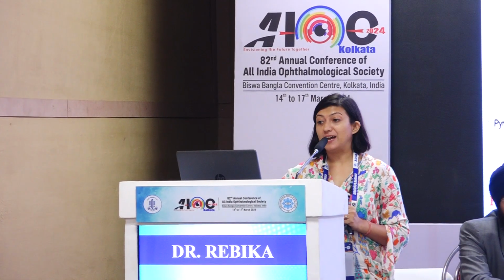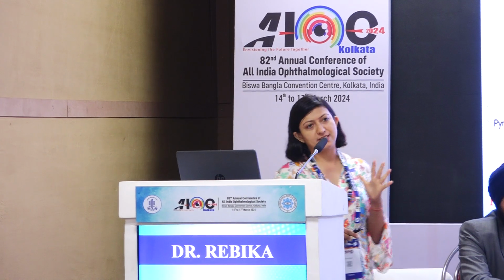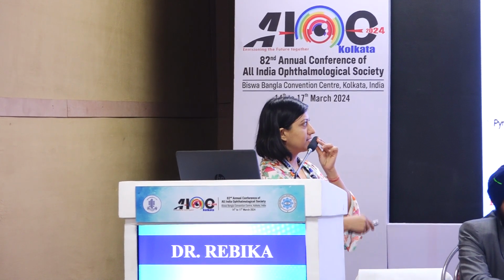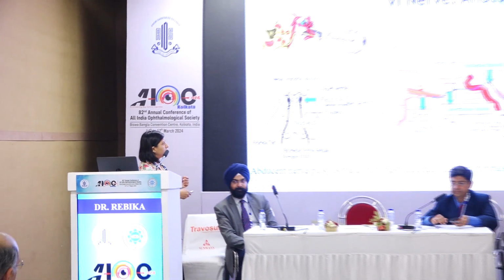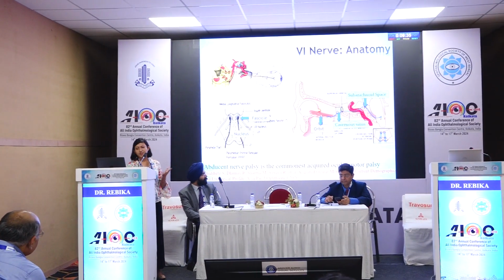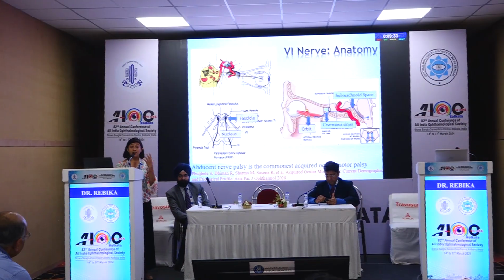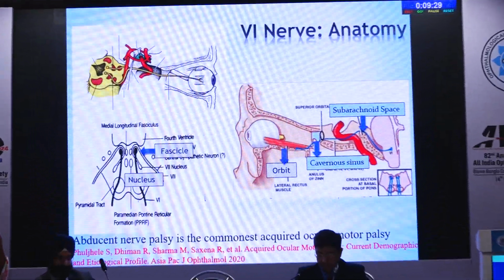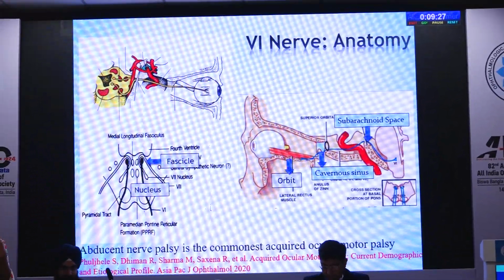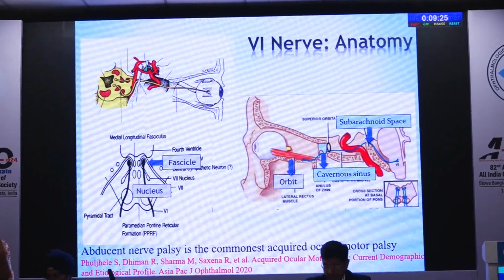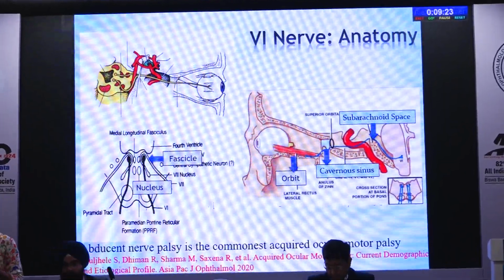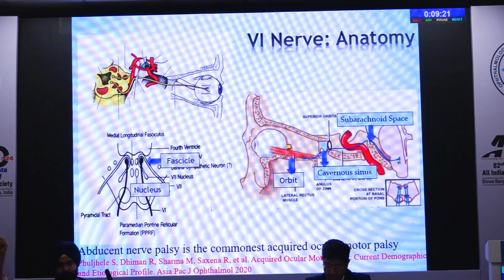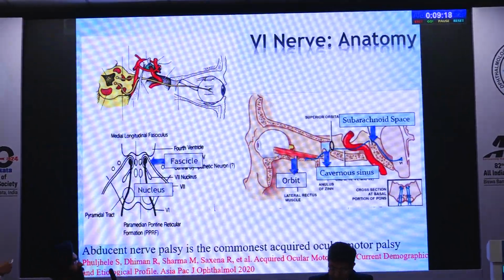So abducent nerve palsy. Just brushing up the basics. The sixth nerve palsy, I guess, is the most common acquired oculomotor palsy that you will see in your clinics. There's a very simple textbook diagram which all the PGs know about, but this you must know. This gives you an idea about the localization. You can localize exactly where the pathology is.